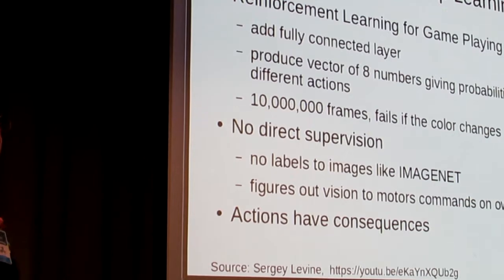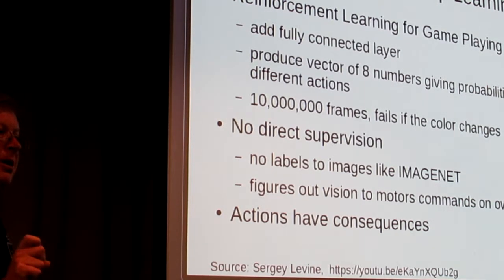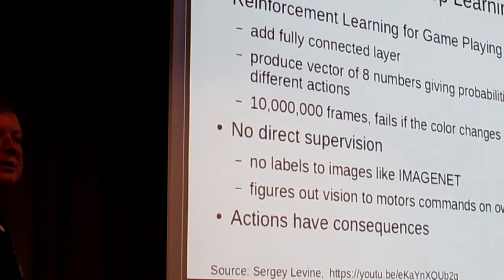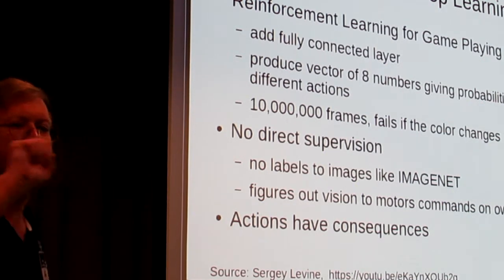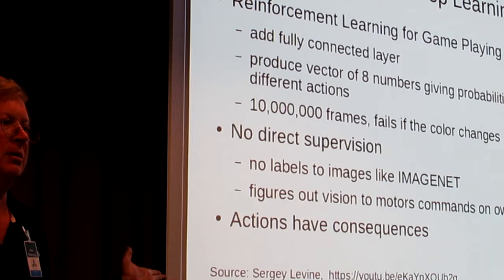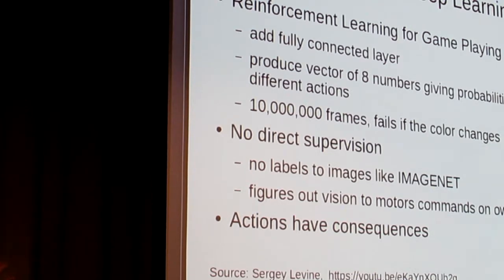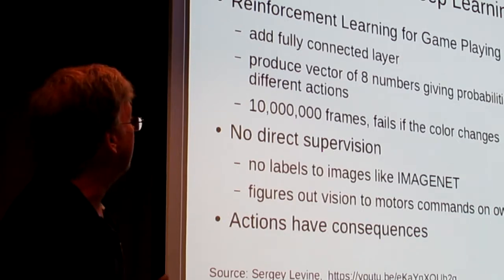But it takes 10 million frames specific to that game. That's 10 times the normal amount that you need to do deep learning on. And then if you change the color of the Pong ball from yellow to green, it won't work. It's not general. And in robots, it's even worse because there's no direct supervision of the robot.